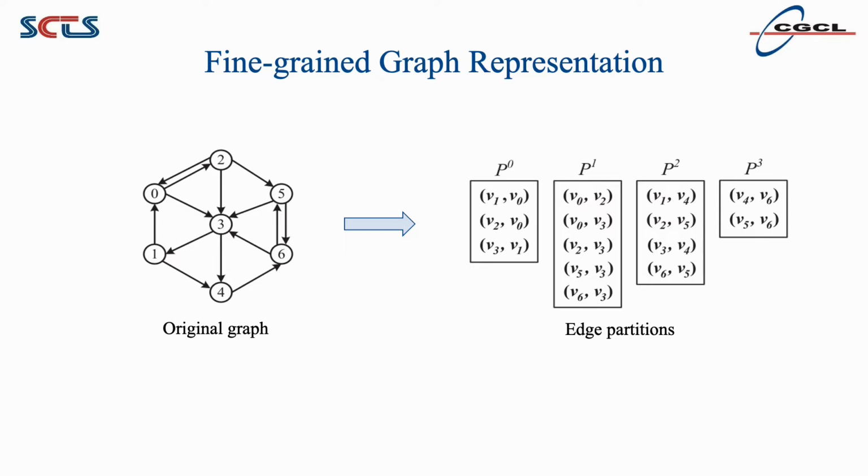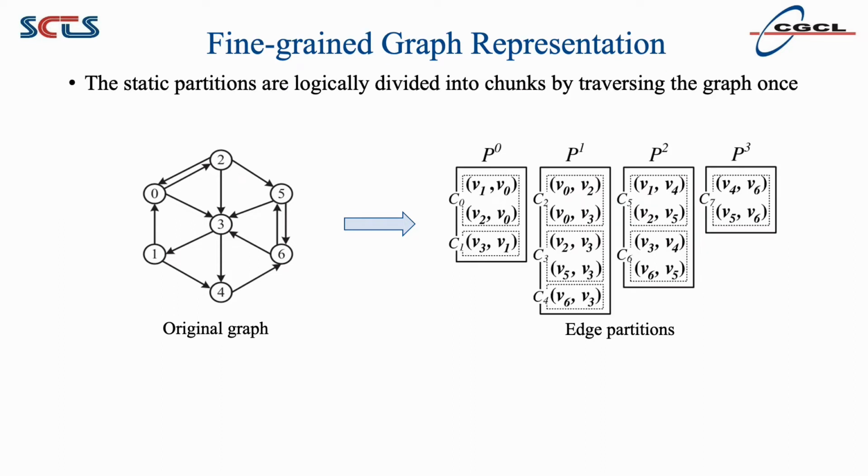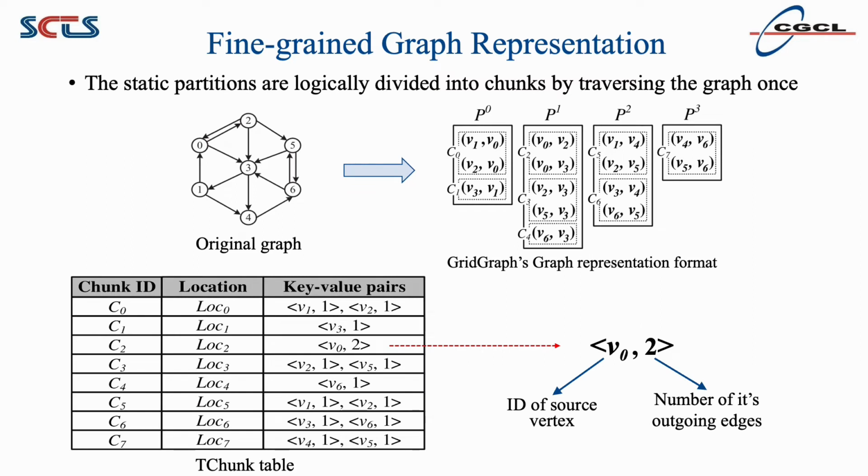Taking this as an example, the original graph is first divided into 4 partitions for parallel processing. Then the static partitions are further logically divided into a series of chunks by traversing the graph once, and each chunk can fit in the last level cache. During the traversal, a T-chunk table is established to record the information of chunks. Each entry of the T-chunk table corresponds to a visited chunk and consists of 3 fields. The first 2 fields describe the ID and the start location of the corresponding chunk. The third field is a key-value table to store the source vertices set and the number of their edges. Through this table, we can get the number of edges that a graph processing job needs to process.